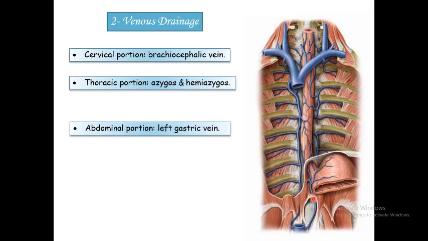Same with the veins. The cervical part of the esophagus drains into the brachiocephalic veins. The thoracic part drains into the azygos and hemiazygos. This is the azygos, which lies on the right side, and this is the hemiazygos, the superior and inferior hemiazygos, on the left side. Lastly, the abdominal part of the esophagus drains into the left gastric vein. So that's about the venous drainage of the esophagus.